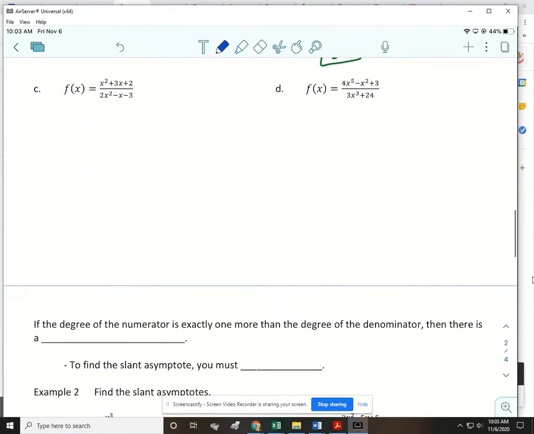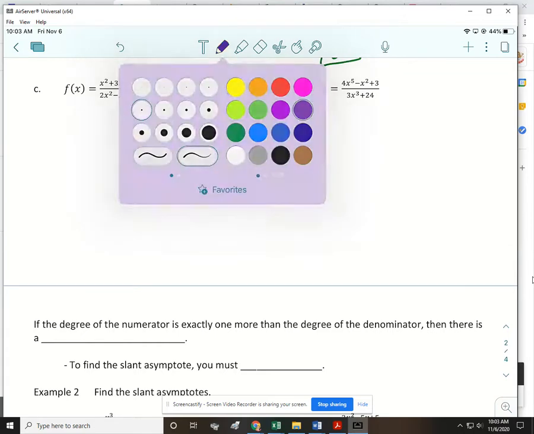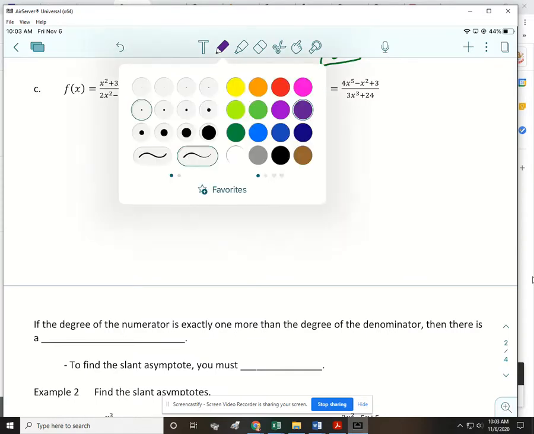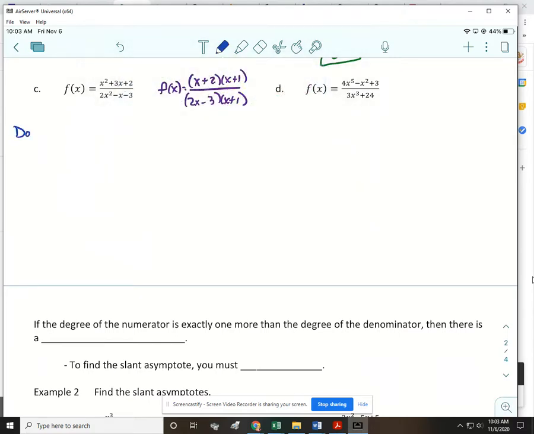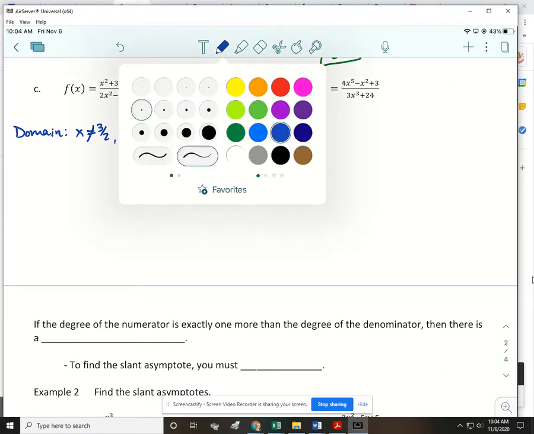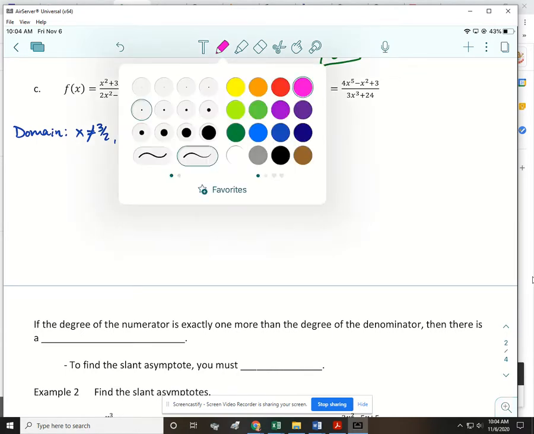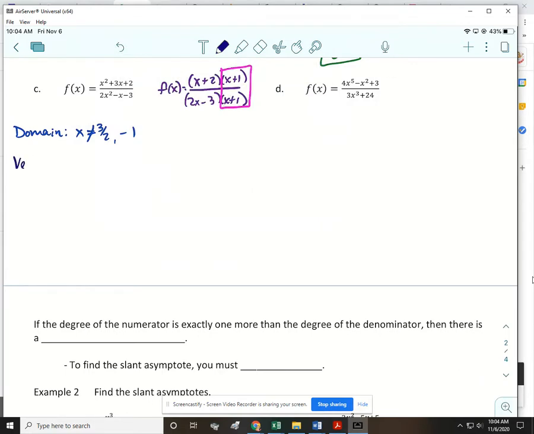Okay, so let's do a couple more. So remember, we're always going to start off by factoring. Then I find my domain before I do the box. So anything in my denominator that would make me have 0 in the denominator is not in the domain. Then I'll box off what they have in common, and I will find my vertical asymptote.